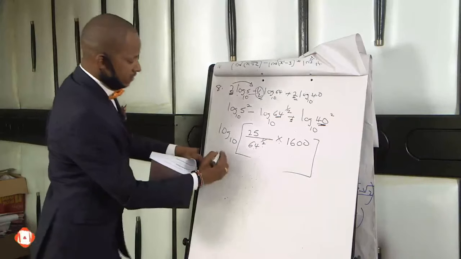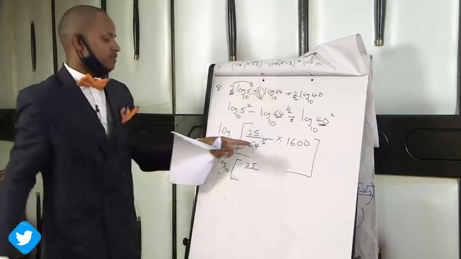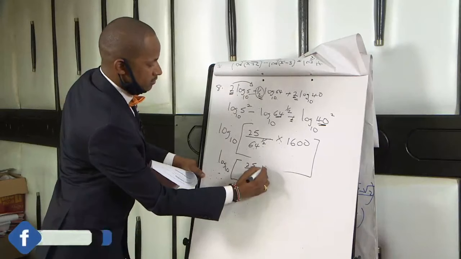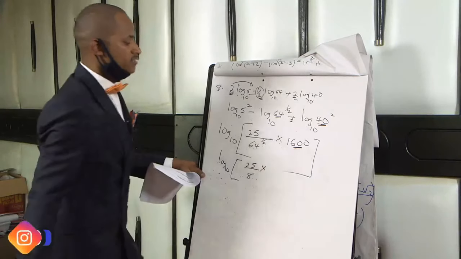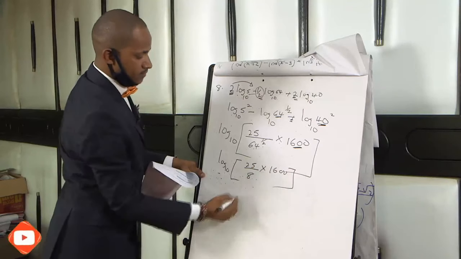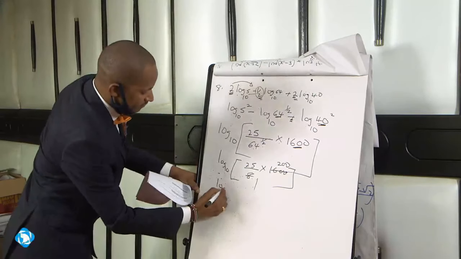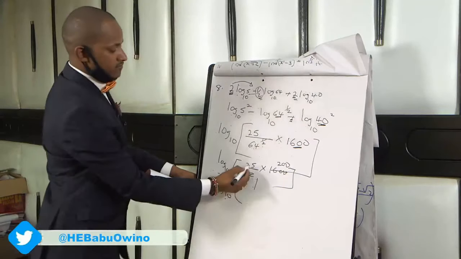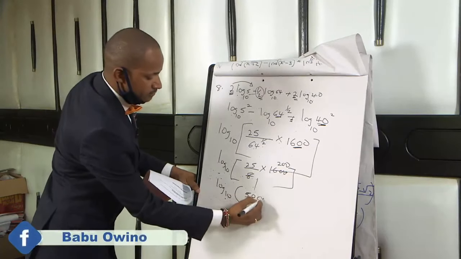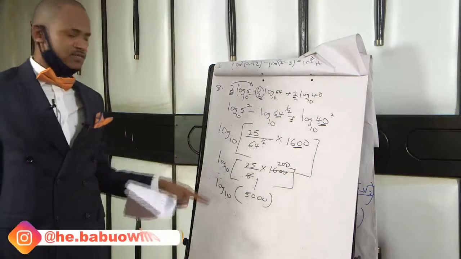Therefore, this becomes log to base 10 of 25 divided by the square root of 64, which is 8, times 1600. So 8 once, 8 twice is 200. So here we have log to base 10 of 25 times 200, which is 5000. So we have log 5000 to base 10. We can further simplify this.